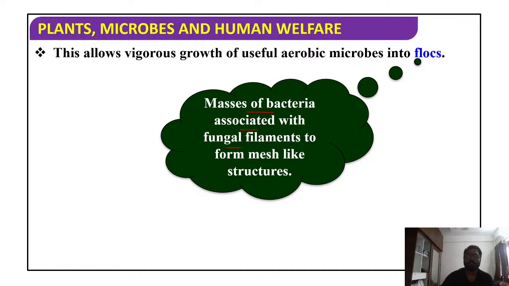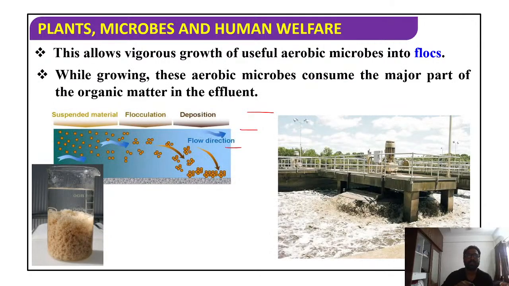So these flocks, what happens, students? While growing, these aerobic microbes, these flocks, are 100% aerobic. Please keep in mind, biogas is anaerobic, but the sewage treatment plant is aerobic. Once you use flocks as aerobes, they become the major part in consuming the organic matter. If organic matter gets consumed, then polluting potential will come down.